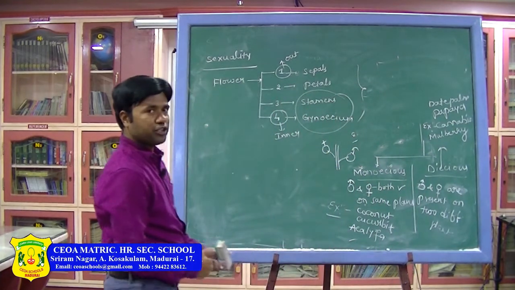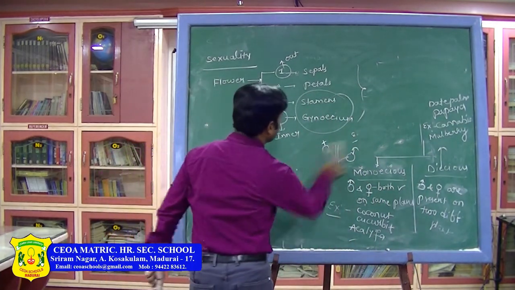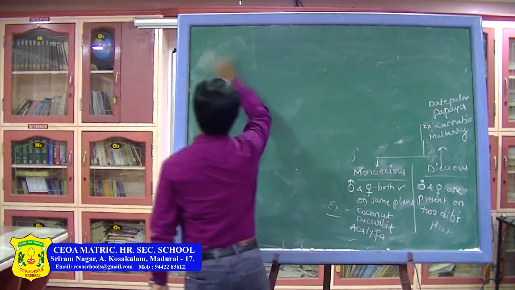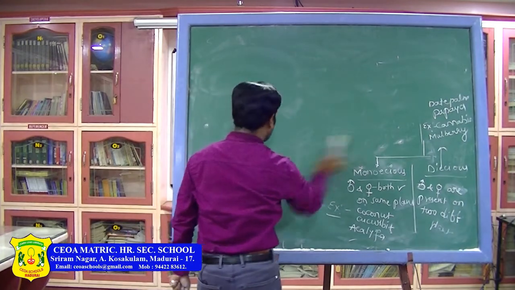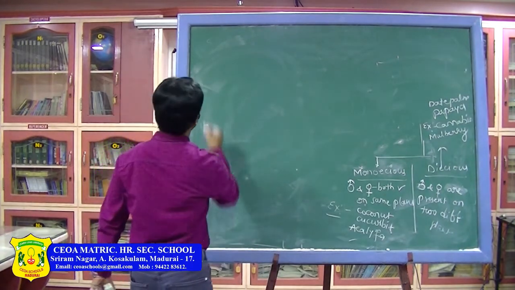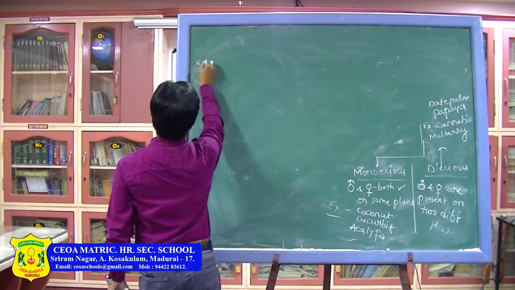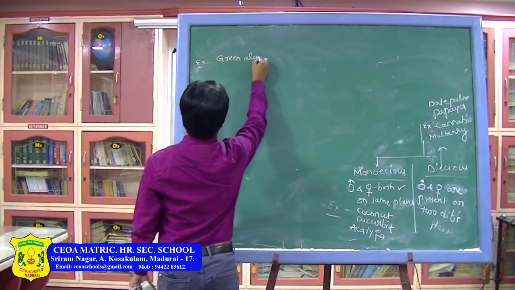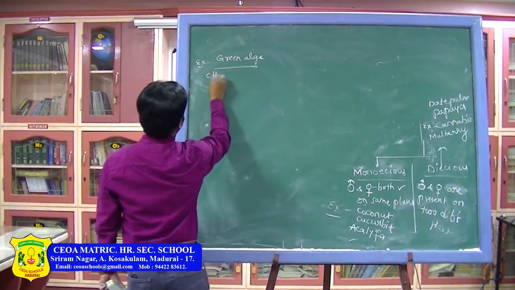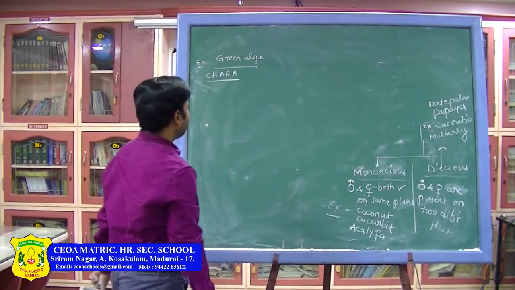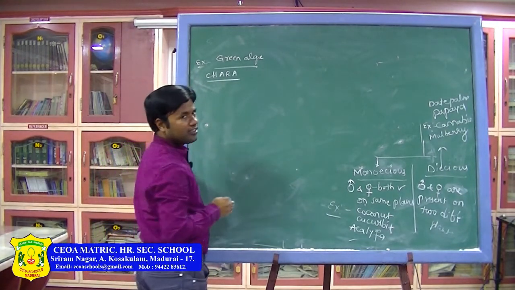Then there are exceptional points under the monoecious and dioecious. Let us see. An exceptional, peculiar example is present under the monoecious and dioecious. What is that? Green algae. In the green algae, the plant is Chara. Here it is multicellular, jacketed.